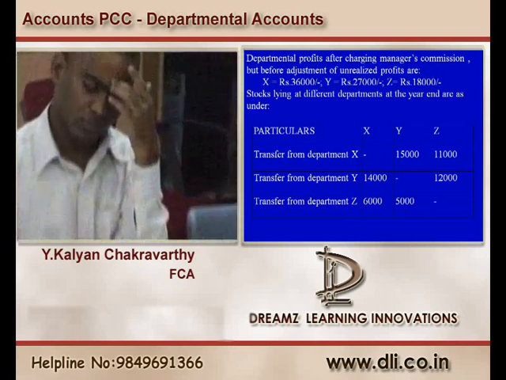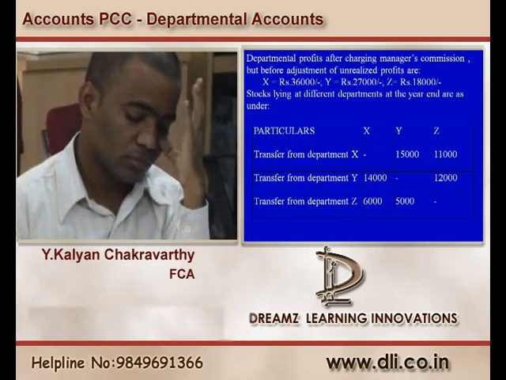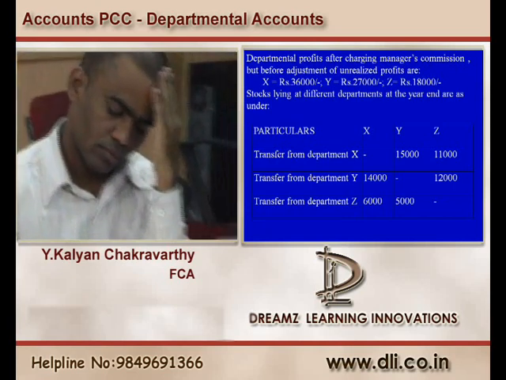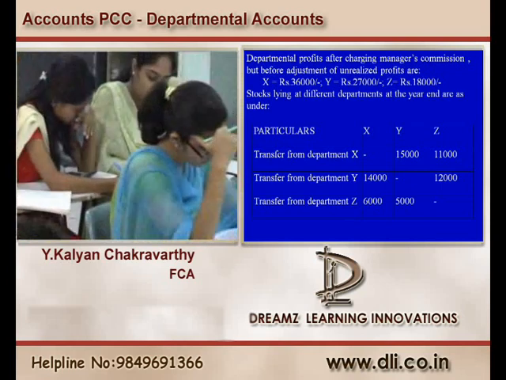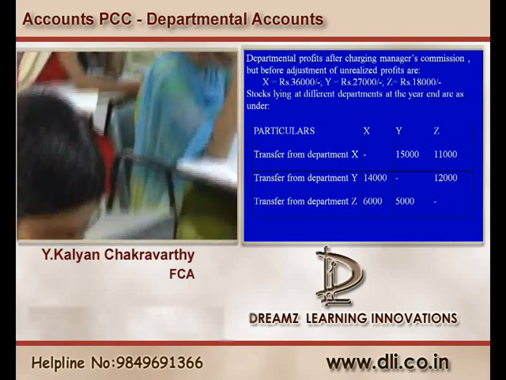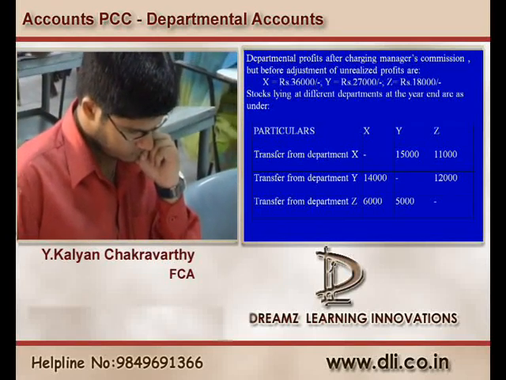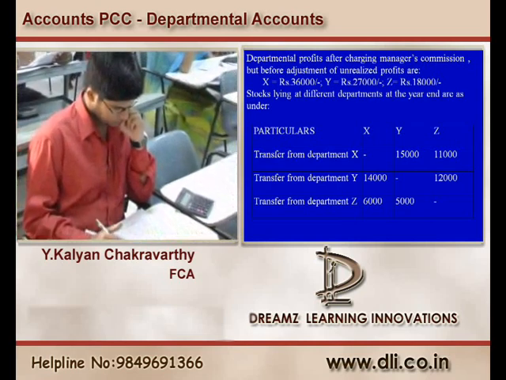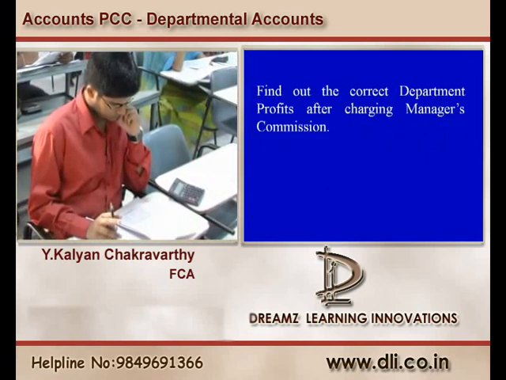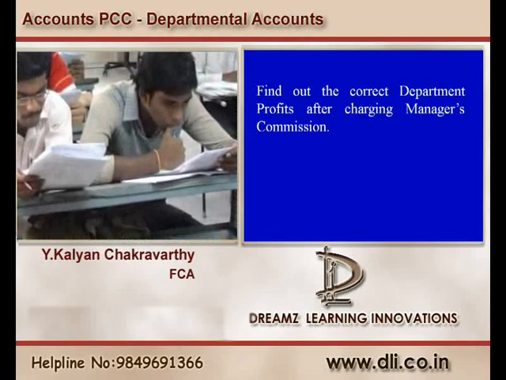That is, transfer from X department to the Y department is 15,000, to the Z department 11,000. Transfer from department Y to the X 14,000, to the Z 12,000. Transfer from Z department to the X 6,000, to the Y 5,000. Find out the correct departmental profits after charging manager's commission.